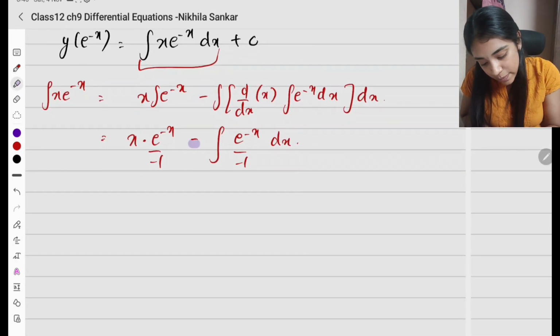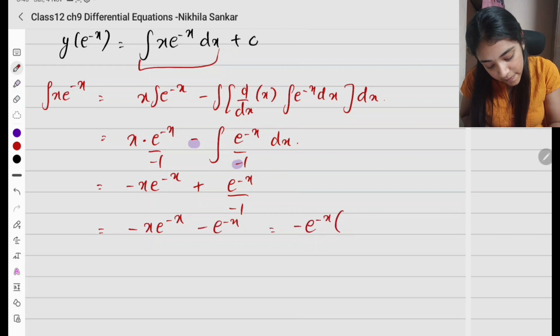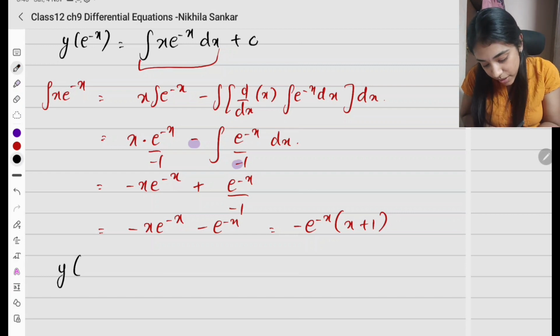Minus and the minus clubs together and it becomes a plus. So minus x e to the minus x plus integral e to the x gives me e to the minus x divided by minus 1. So this is going to be minus x e to the minus x minus e to the minus x. Minus e to the minus x common, next I'll have x plus 1. So this is our integral. What will the final solution look like?